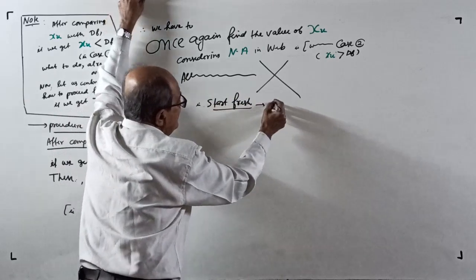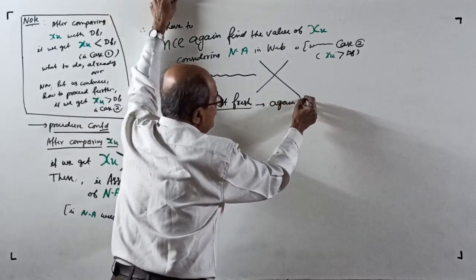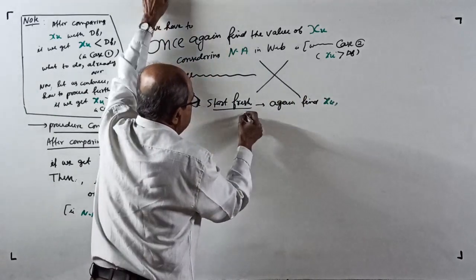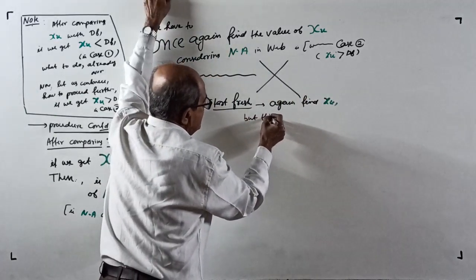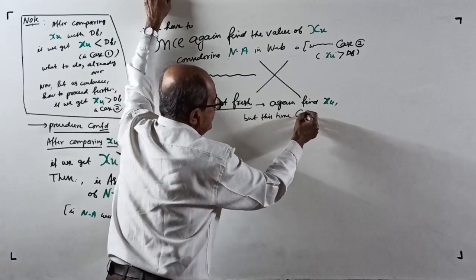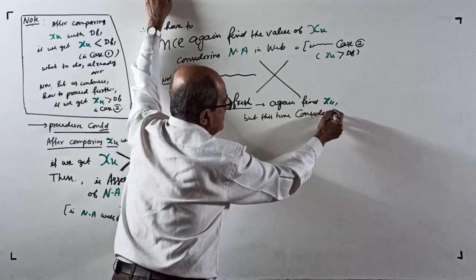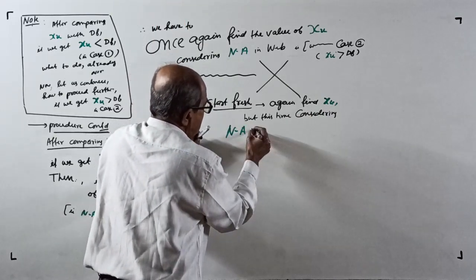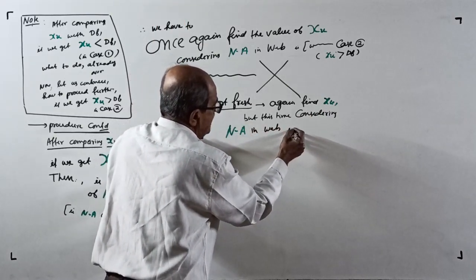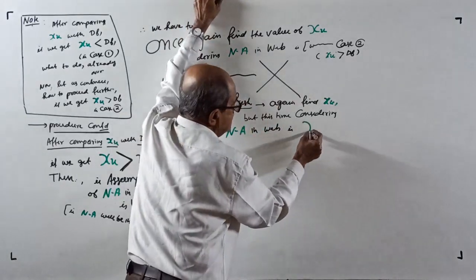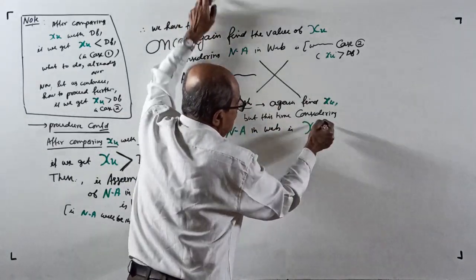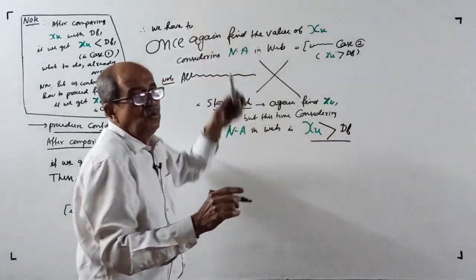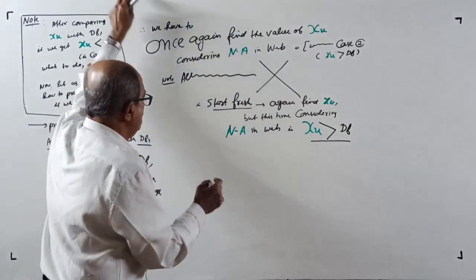Fresh means again we have to find XU, but this time considering neutral axis in web. That is, XU is going to be more than DF. Okay, now one powerful note, again note.